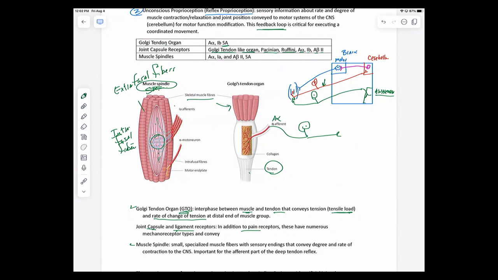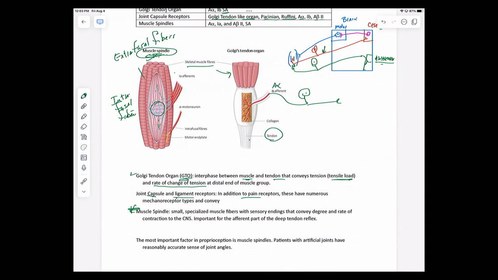And so all of this, again, gets integrated in the cerebellum for reflex proprioception, and the signal is also integrated in talking to the part of the brain where I'm aware of where my body parts are. This probably is the most important in terms of your proprioceptions. Certainly the Golgi tendon and the joint capsules and ligament receptors are useful, but the muscle spindles are the major player here.